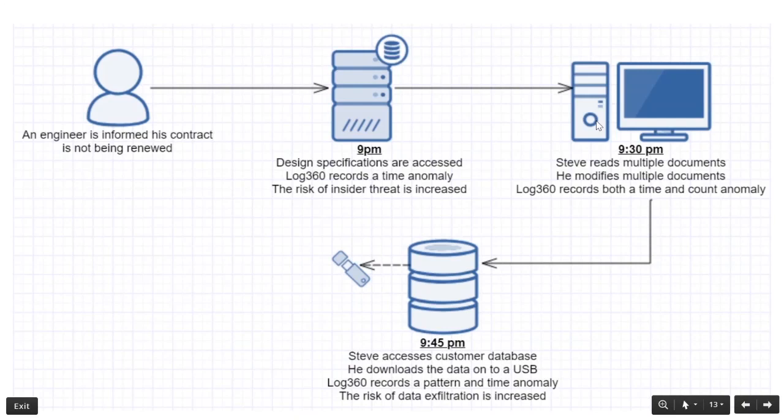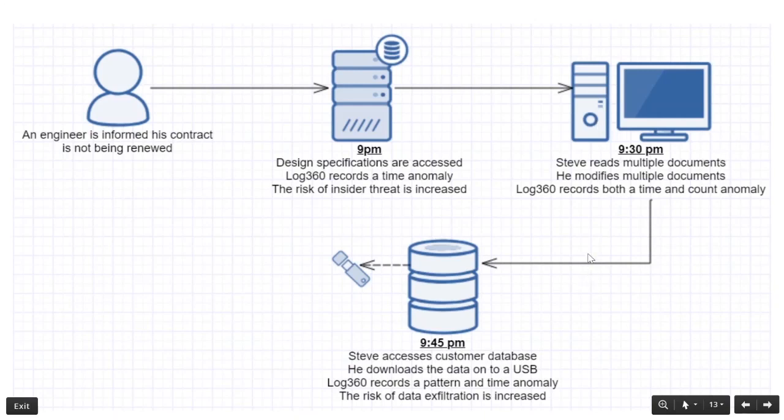But UEBA is able to make these distinctions, and it's able to use machine learning to spot that the events that Steve did at 9:30 and 9:45 were indeed anomalies, and it gives the administrator a very easy way of tracking this entire attack, investigating the incident, and resolving the incident.